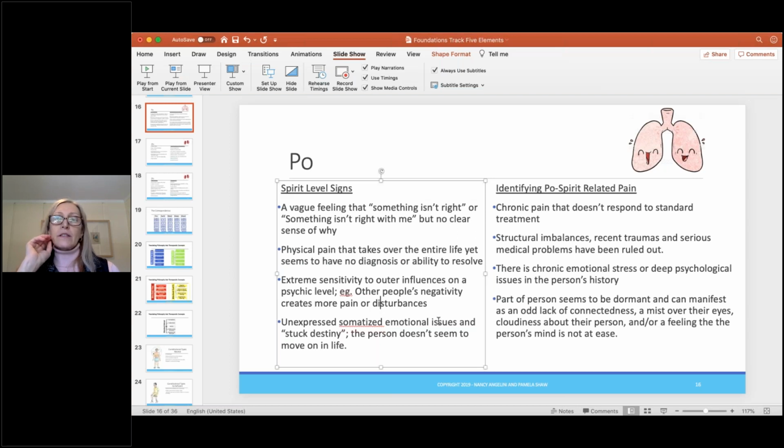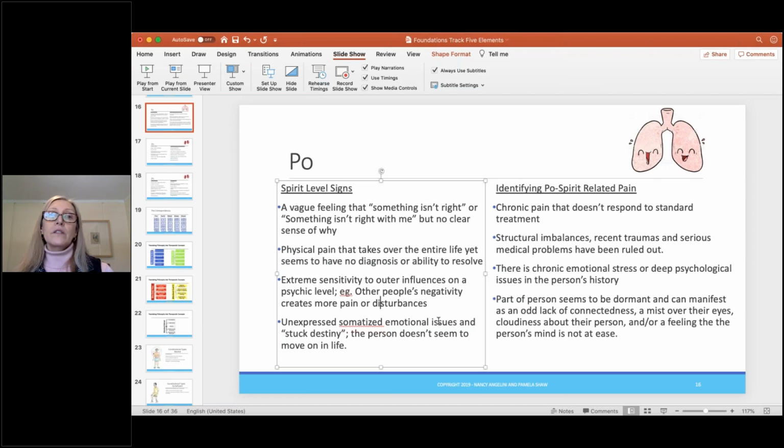Chronic emotional stress, deep psychological issues in the person's history, sometimes going all the way back to childhood, but not just childhood. Sometimes there can be this really odd lack of connectedness. They can be really, really connected, but there's something always held back. There's maybe a mist or a cloudiness about the person. You can't put your finger on it. They seem really nice, they seem really connected, and yet they don't. And the person's mind is really not at ease.